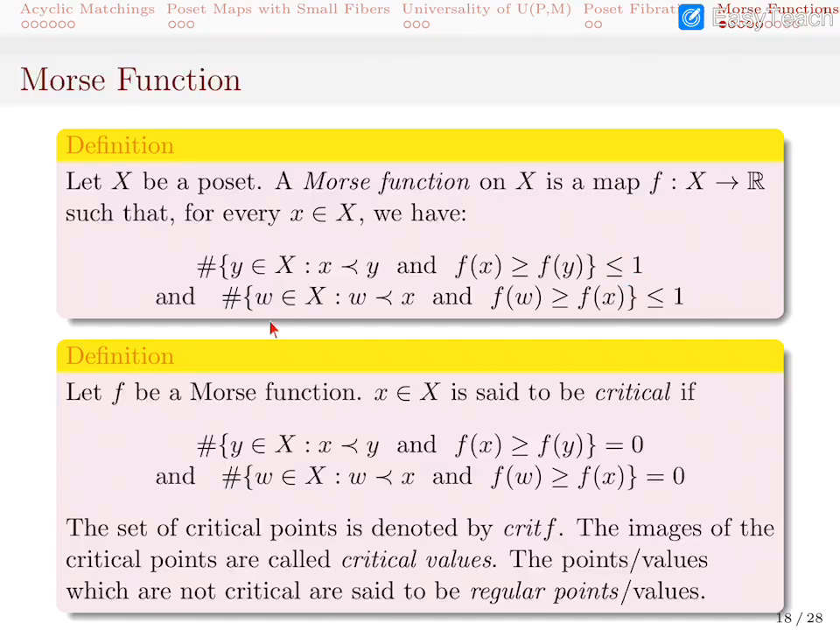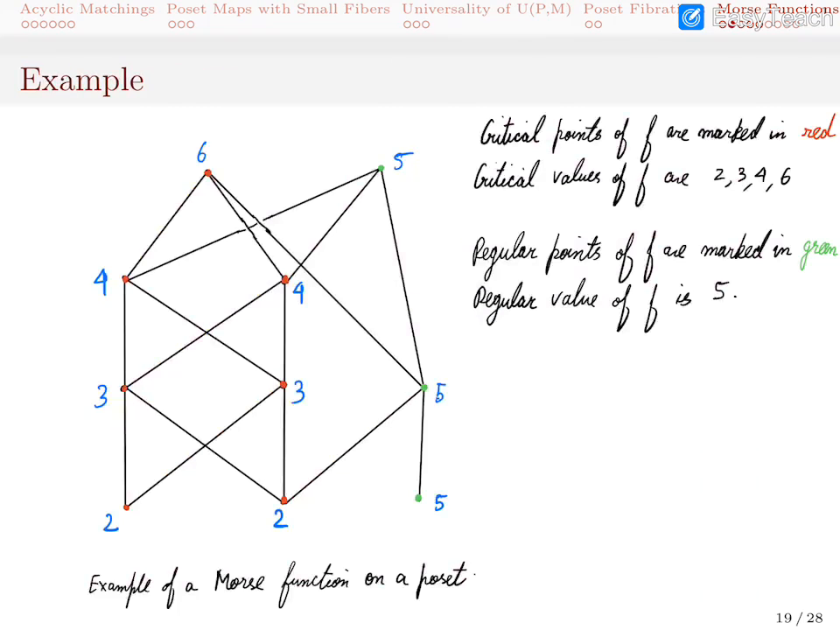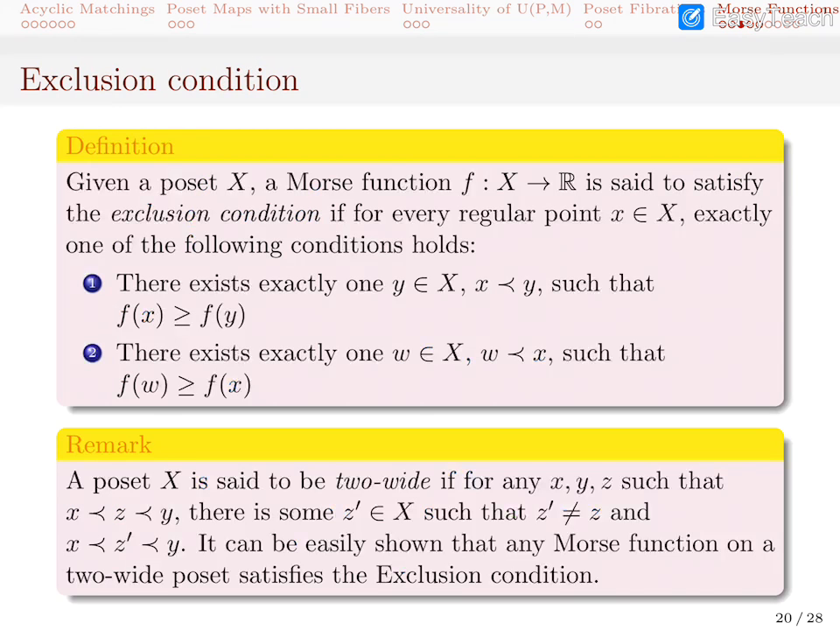In other words, if this is 1, then this has to be 0, and if the bottom one is 1, then this one has to be 0. You cannot have both of them equal to 1 simultaneously, and that is when we say that this poset map satisfies the exclusion condition. If this holds for every regular point, remember, for a critical point anyway, both of them will be 0.